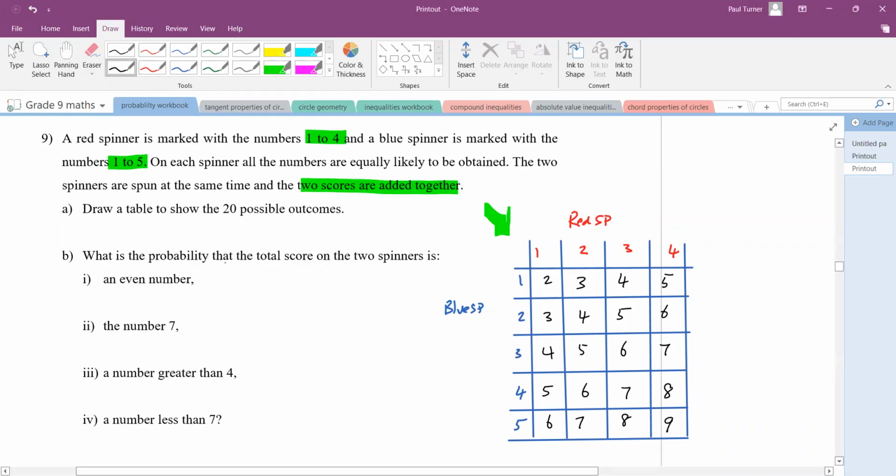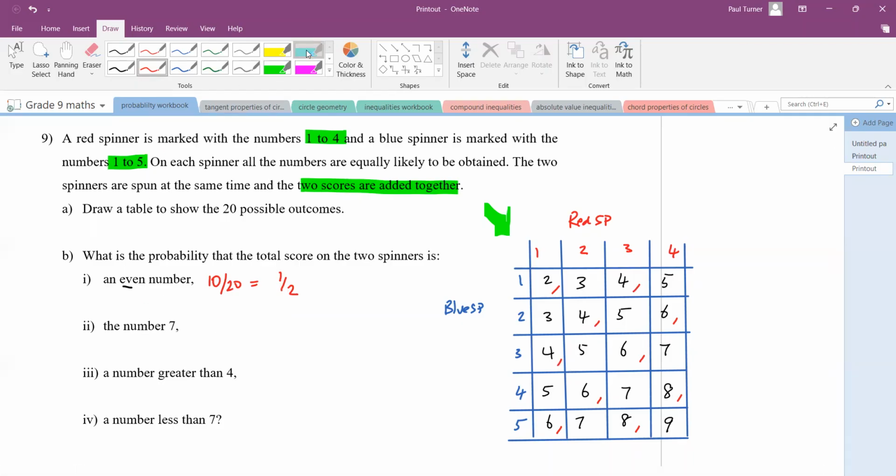What is the probability that the total score on the 2 spinners is an even number? So even numbers, we need to go through and mark them off. We'll do that just with a red pen. So even would be 1, 2, 3, 4, 5, 6, 7, 8, 9, 10. So in this case, we've got 10 out of 20 are going to be even, which will simplify to a half. So 50% chance of being even, and of course, that means 50% to be odd.